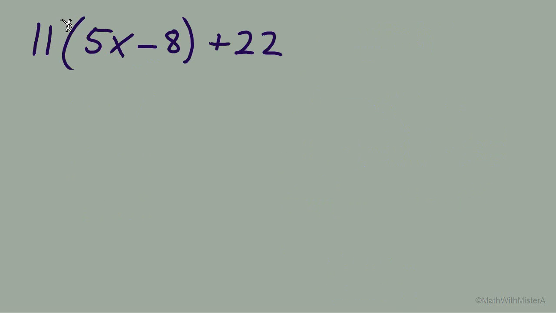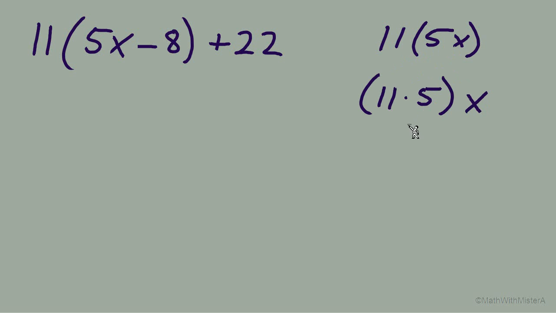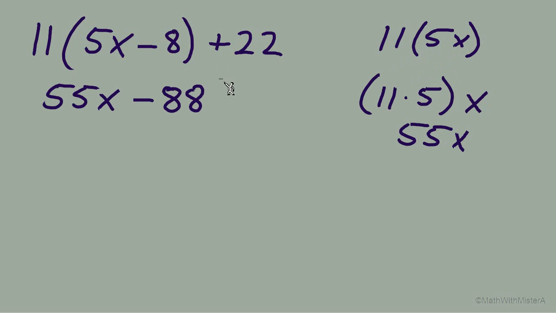We would need to distribute first, 11 times 5x and 11 times negative 8. Now multiplying 11 times 5x, we actually have an associative property of multiplication. Since we are doing 11 times 5 times x, our only operations are multiplication, we can group these as 11 times 5 times x to lead us to 55x. And the 11 times negative 8 equals negative 88. Now bring down that plus 22.